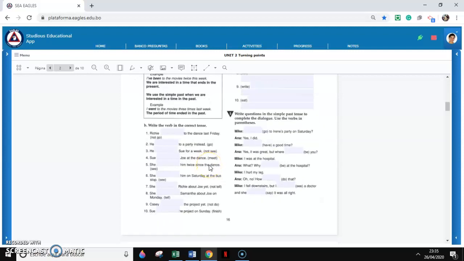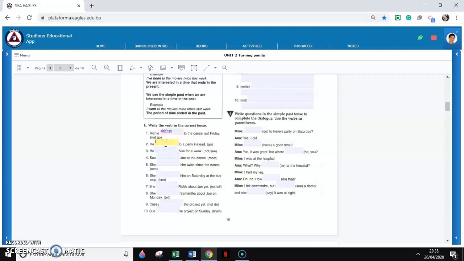So let's look at exercise B. Write the verb in the correct tense. Richie to the dance last Friday. So here we have last Friday, which is a time phrase that we use for past simple, right? So it shows that the action happened, that the action is finished. So what we're going to use is didn't go. So we use the past simple tense.